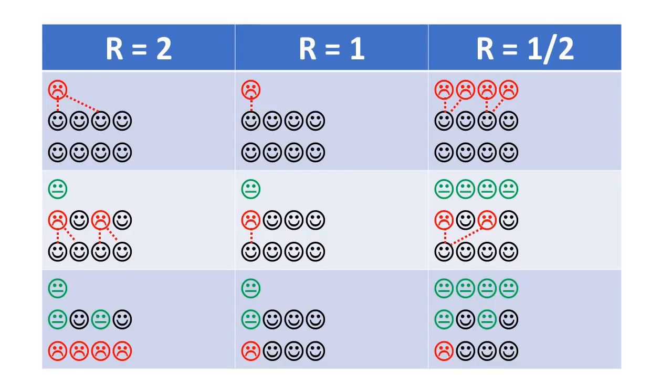If the reproduction number is 2, one will infect 2, that will infect 4, and the infection will increase. If the reproduction number is 1, one will infect 1, that will infect 1, and the infection will stay constant. If the reproduction number is a half, 4 will infect 2, that will infect 1, and the infection will decrease.